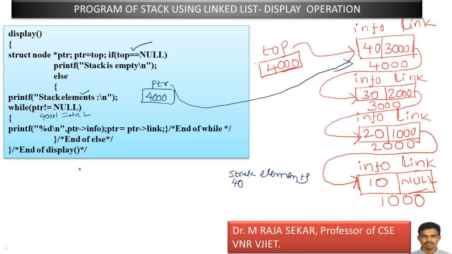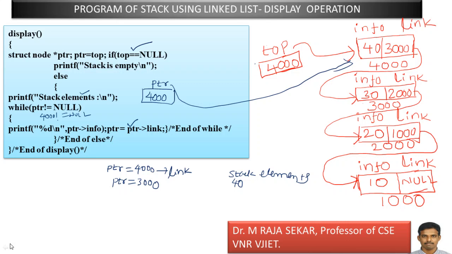Isn't it? ptr equal to ptr arrow link. What does it mean? This is the code: ptr equal to ptr arrow link. ptr is 4000, that is 4000 link. What is my 4000 link? Just check here. This is 4000 whose link is 3000. Therefore, ptr equal to 3000.